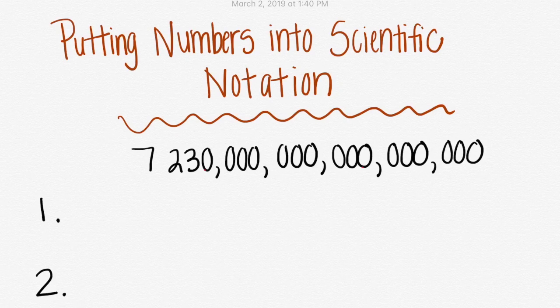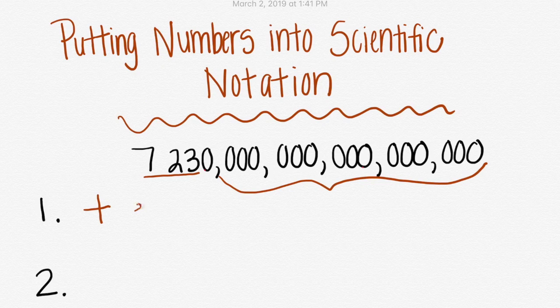Okay, putting numbers into scientific notation, the very first thing you have to ask yourself is: is this a very big number or is this a very small number? In this case, the very first number that we have here is a very big number. When it is a very big number, where the zeros all follow after the digits, then this is going to have a positive exponent.